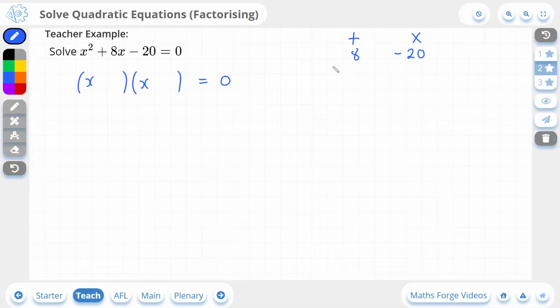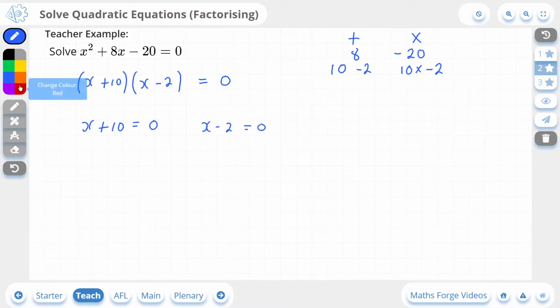So I can see here that if I add 10 to negative 2, I end up with 8. And if I multiply 10 by negative 2, I end up with negative 20. So these are our two numbers, 10 and negative 2. So it's going to be positive 10 and negative 2. And now once we've factorized, we equate each bracket to 0 and solve for x. So we have the x plus 10, which is equal to 0, and the x minus 2, which is also equal to 0.